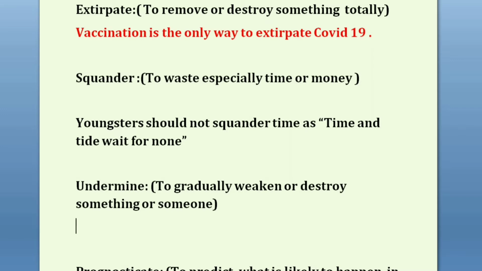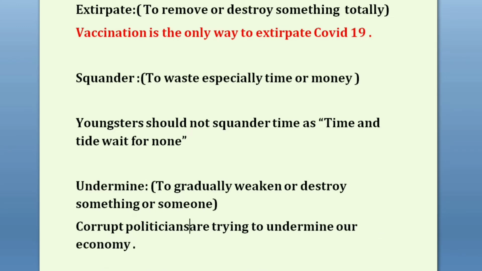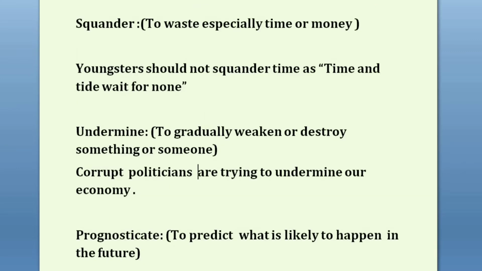As you see on your screen, I'm typing an example. Okay. And as you see the example on the screen, how to use undermine: corrupt politicians are trying to undermine our economy, right? So that's the way you can use undermine, which means to gradually weaken or destroy something or someone, right? So as you see this example, let me repeat that once again. Corrupt politicians are trying to undermine our economy, right?